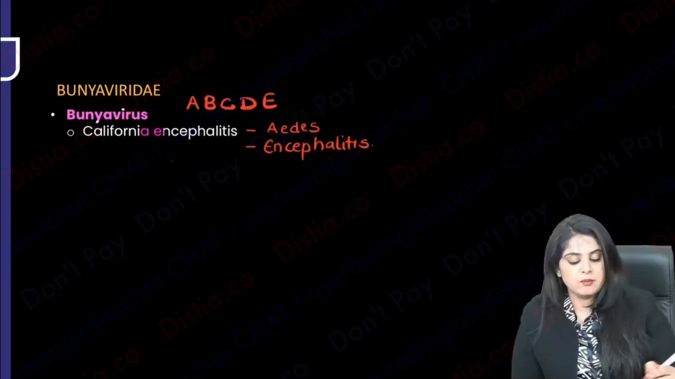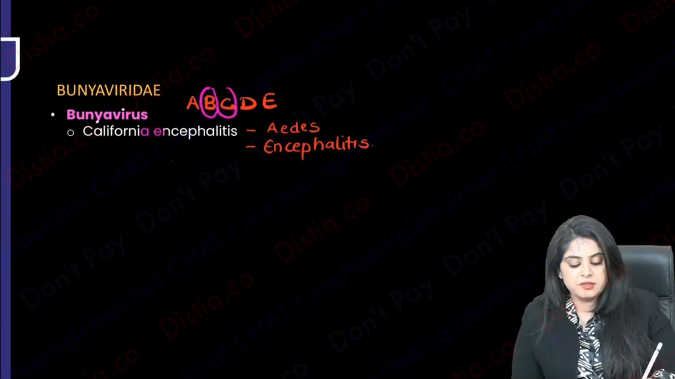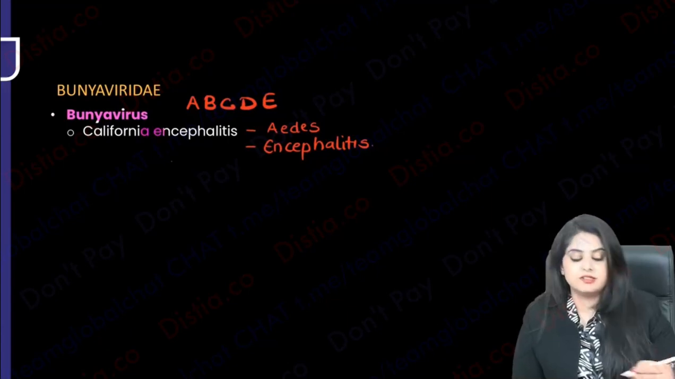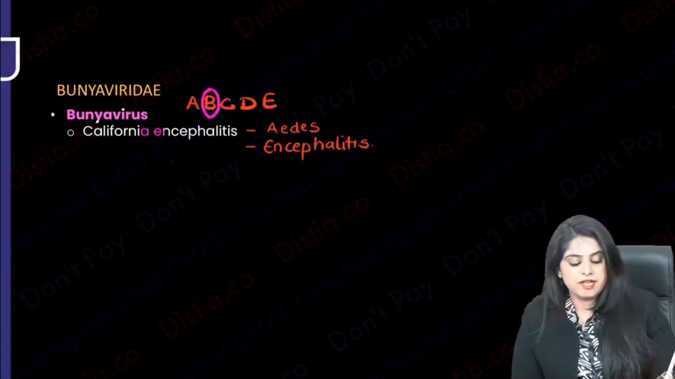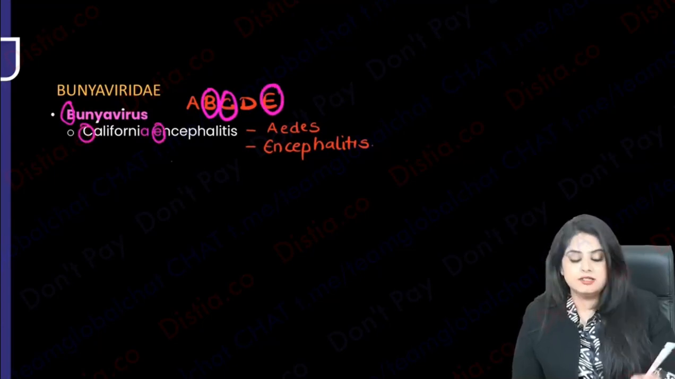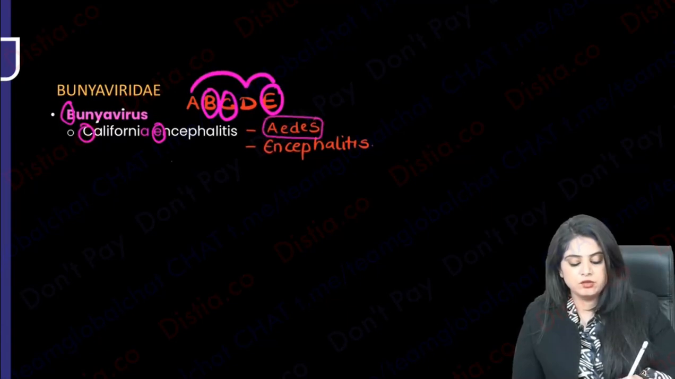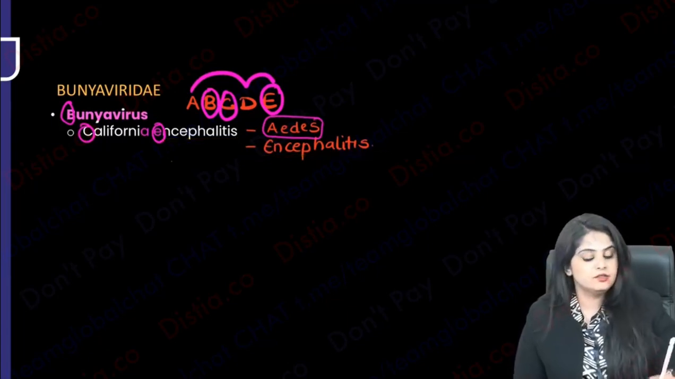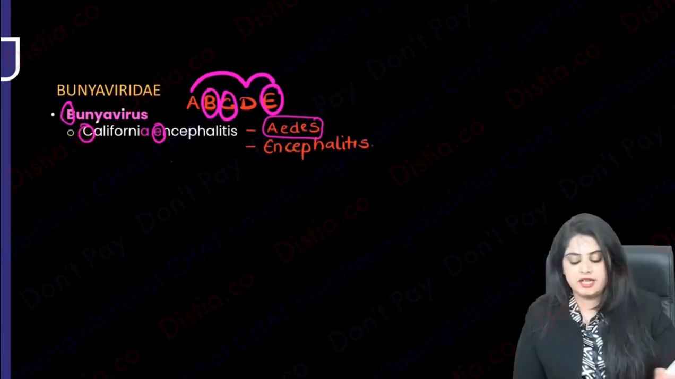When you're talking about the Bunyavirus, what does it cause? It causes the very famous California encephalitis. And how is it going to be transmitted? By the Aedes mosquito. Repeating this entire mnemonic once again: B for the Bunyavirus, which causes the California encephalitis, and it is transmitted by the Aedes mosquito. And of course, no points for guessing that it is an encephalitis, and that is what the patient will have. So Bunyavirus and California encephalitis is done.